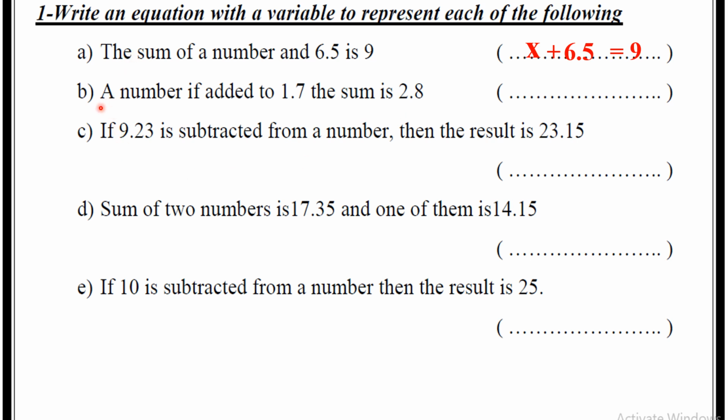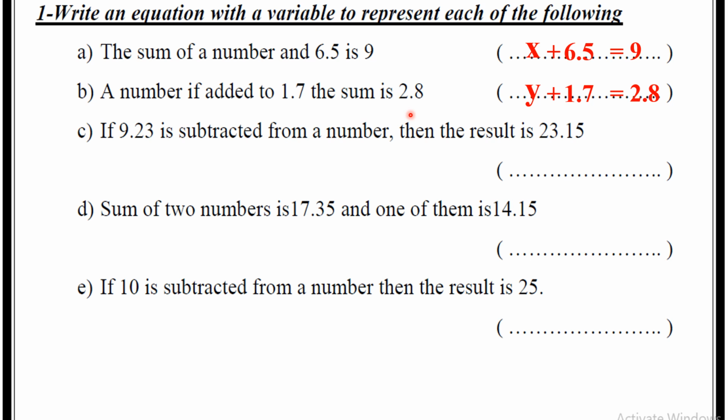And now in letter B: a number, if added to 1.7, the sum is 2.8. A number: we don't know the value of the number, so we will represent it using a variable here. And added means plus 1.7, the sum is equal 2.8. So here y, my variable, plus 1.7 is equal to 2.8.